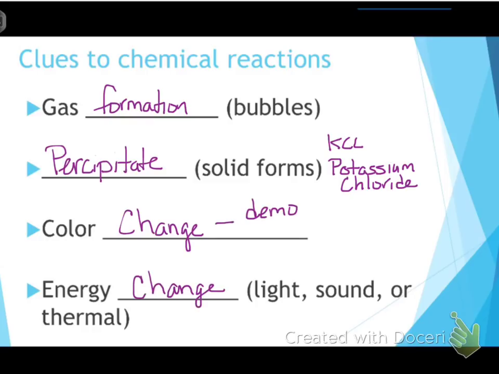And then finally, energy change: light, sound, or thermal energy. Remember on that same experiment when you dumped the vinegar into the baking soda and it blew up the balloon, and we told you to feel the bottom of the bottle and it was cooler? That was energy change.